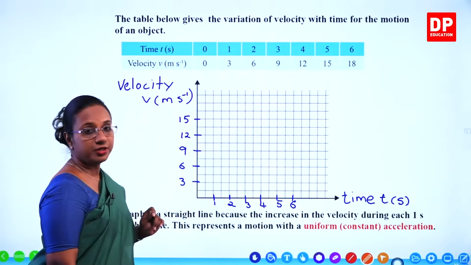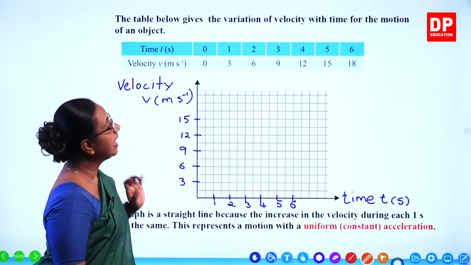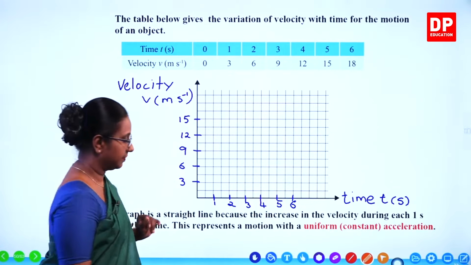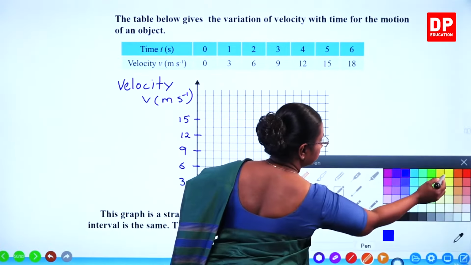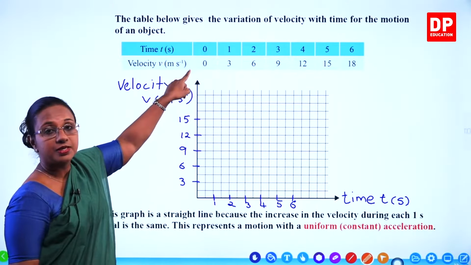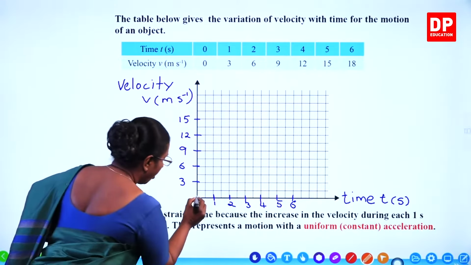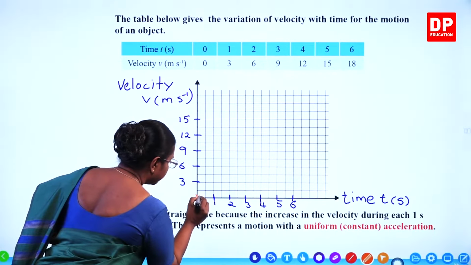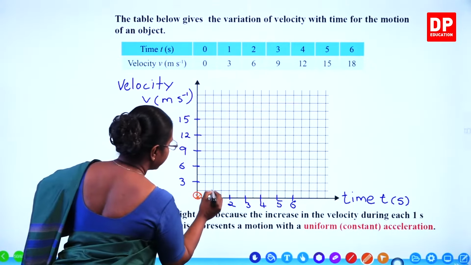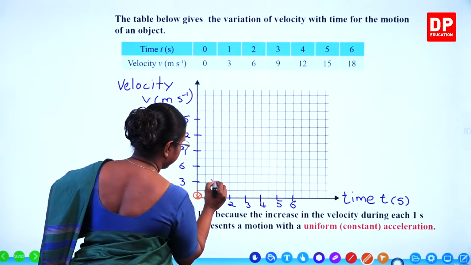So from the point of origin, that is 0, 0, 3, 6, 9, 12 and 15. Then we have to mark the coordinates. As you can see, the first coordinate is 0, 0, the point of origin. The second coordinate is 1 second, 3 velocity, 3 meters per second.